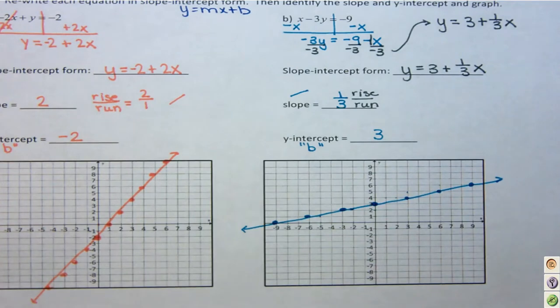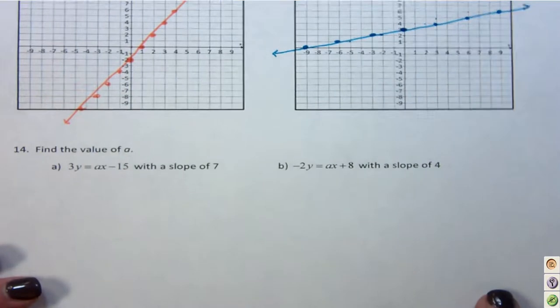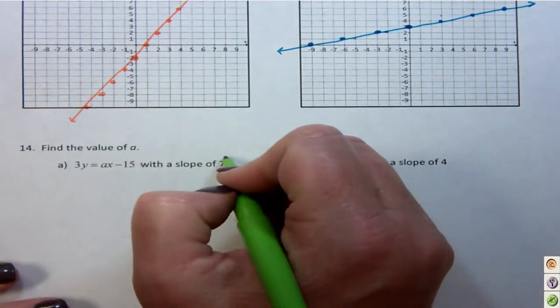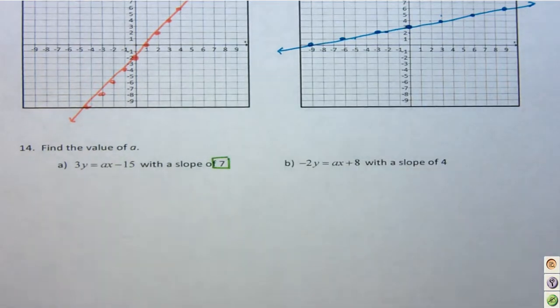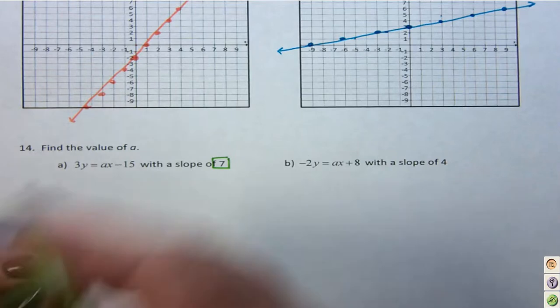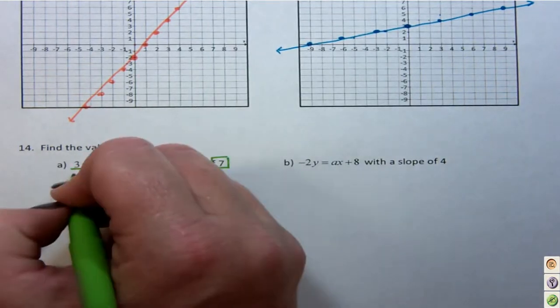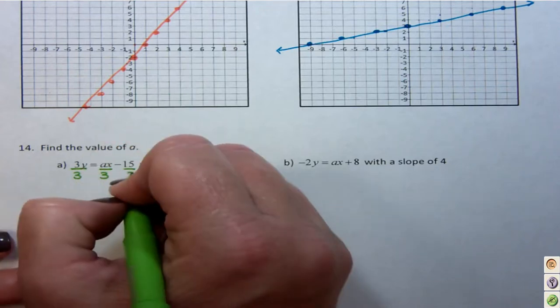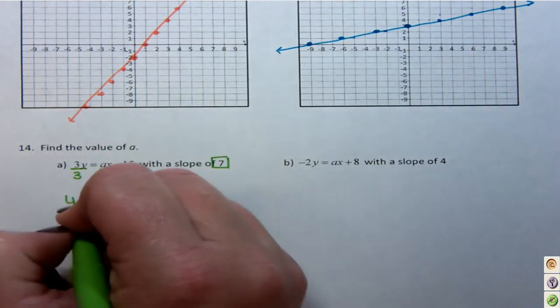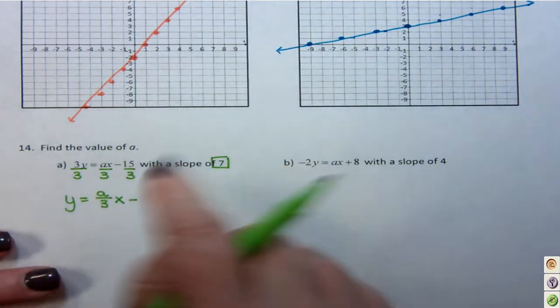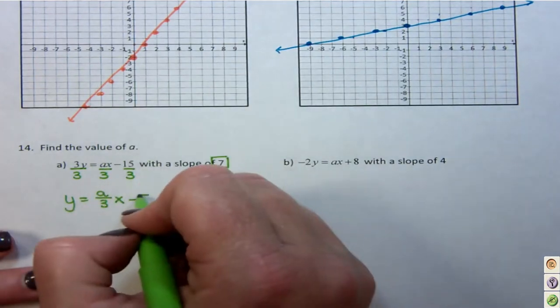Okay, we're on our last 2. We can do this, guys. Our last topic says find the value of a. It gives you a slope. So we know our slope is going to be 7. Well, we've got to find this equation. We got to get it in the form y equals mx plus b. So I'm going to divide everything by 3. So I get y equals a over 3x minus 15 divided by 3 is 5.